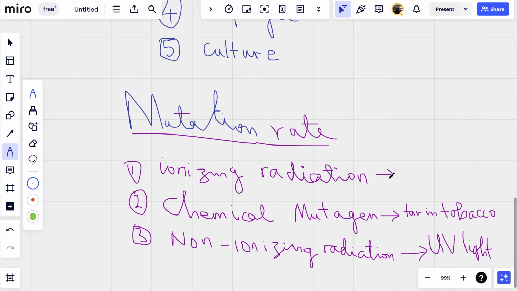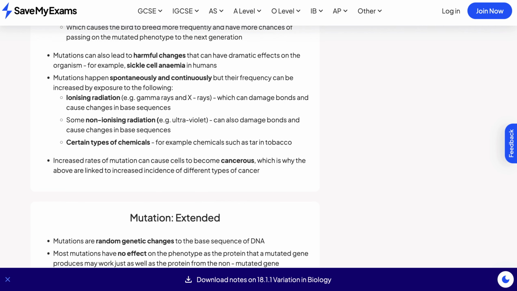For ionizing radiation, the examples are X-rays and gamma rays. You can find this in exams. So we should have this idea very well and be able to answer exam questions on mutation and variation. So that's that for the three factors that affect the rate of mutation.